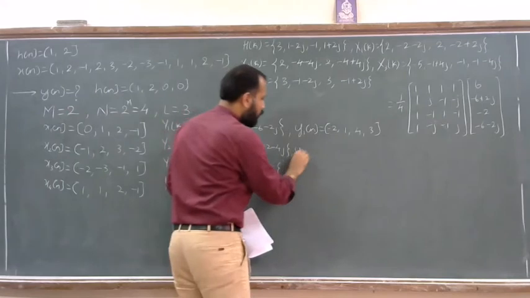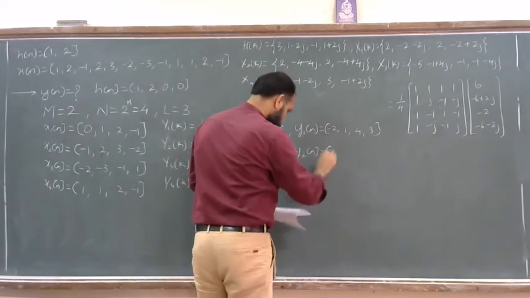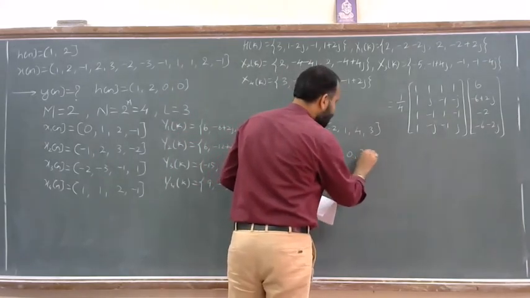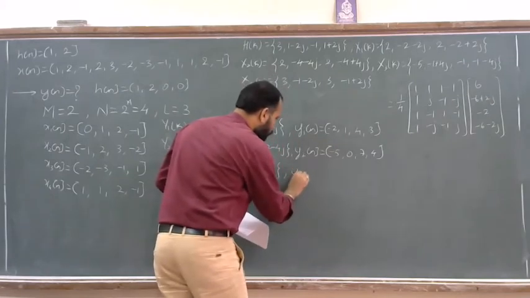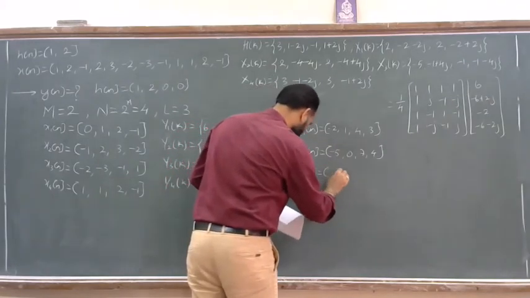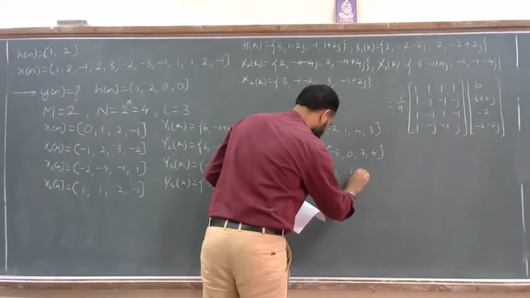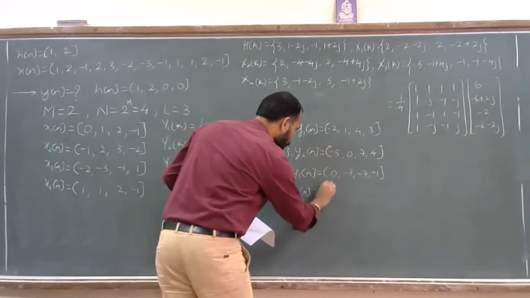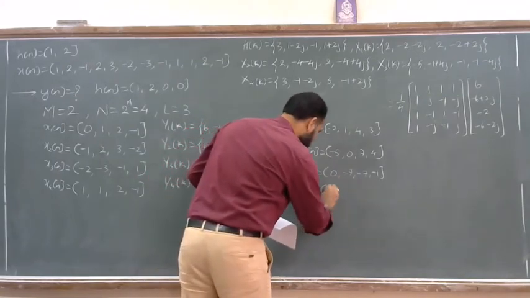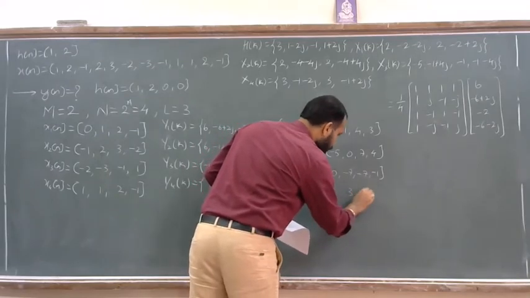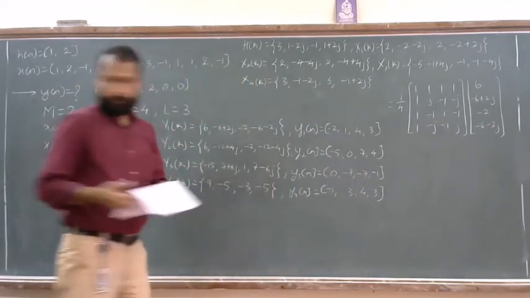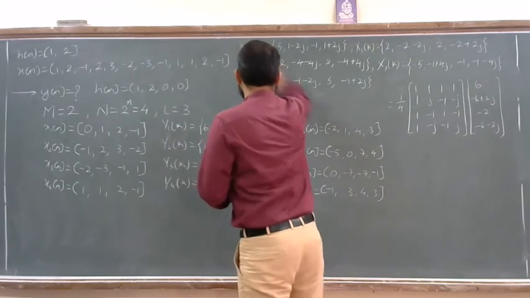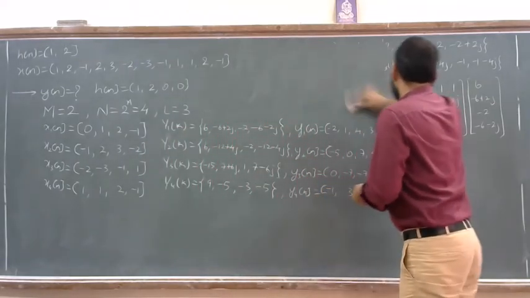For the second product, y2 of n, it will be minus 5, 0, 7, and 4. For y3 of n, it will be 0, minus 7, minus 7, minus 1. And lastly, for y4 of n, it will be minus 1, 3, 4, and 3. Okay. Now, if these are the output blocks, how do we obtain the total output?